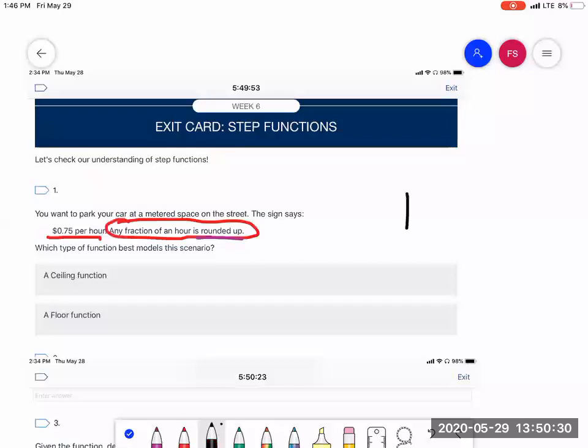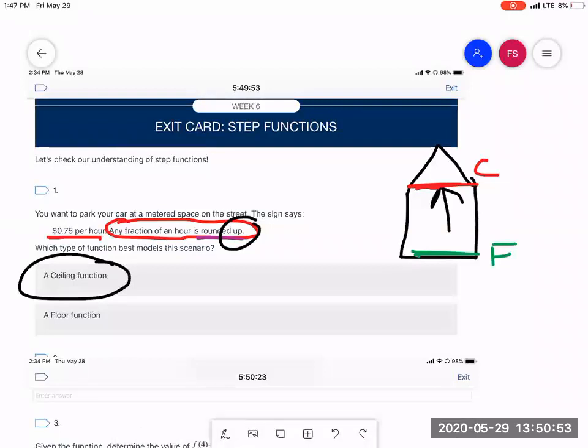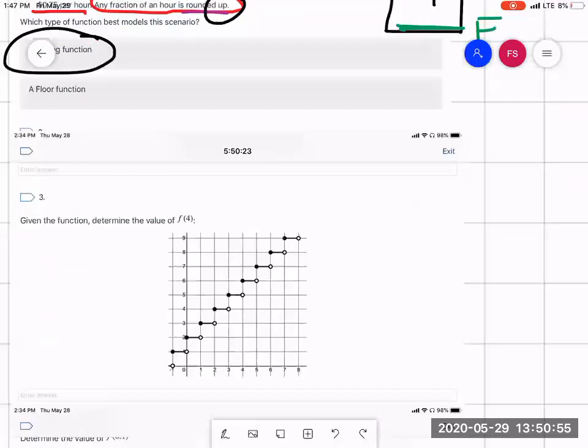So if you think about a house, the ceiling is going to be up at the top and the floor is going to be at the bottom. So if we are rounding up, we're going to the ceiling. So this type of function where you round up is called a ceiling function, and in a floor function, you round down. So that one was pretty easy. Let's go ahead and look at number 3.